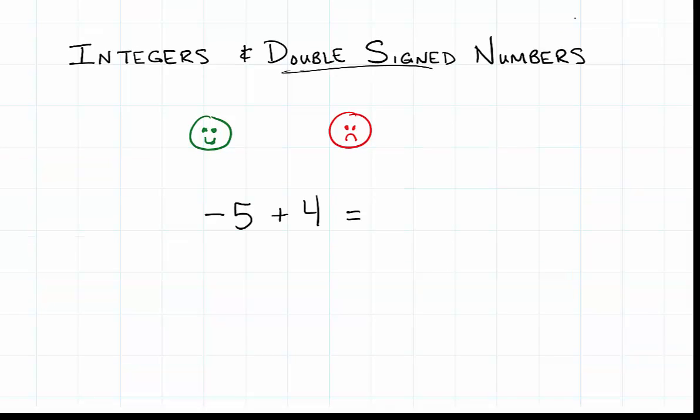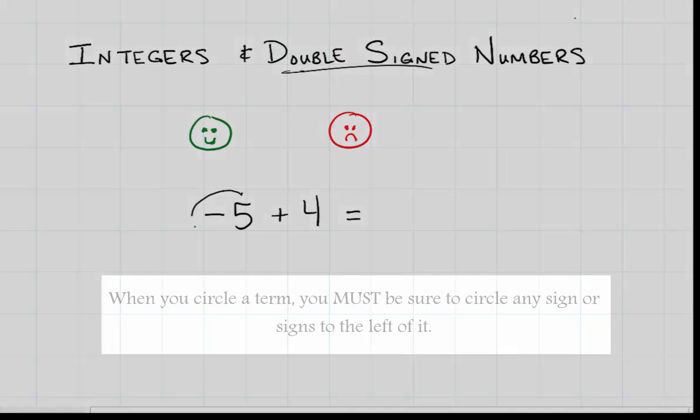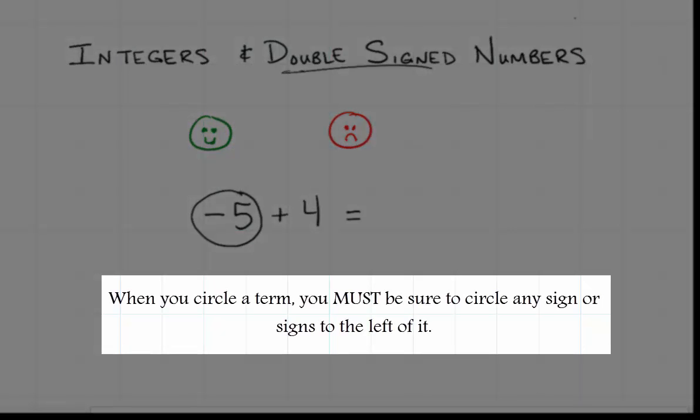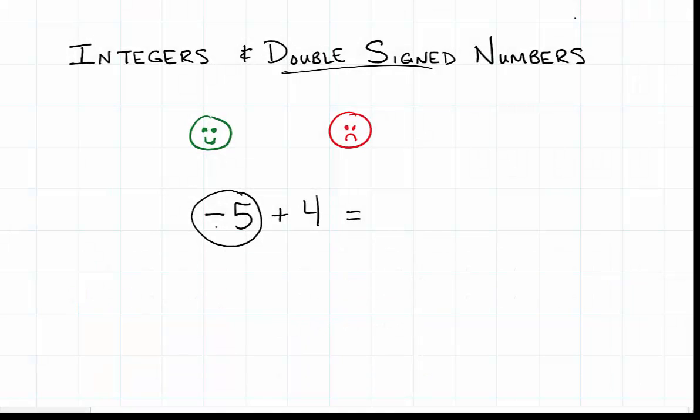Let's take an expression like negative 5 plus 4. And let's use our smiling faces and negative faces to figure out what type of integers we have. Now, I'm always going to tell my students to circle your terms. So when we circle terms, we want to make sure that we circle not only the number, but the sign or maybe the double sign that's in front of it. So this right here is a 5, and I look at the sign and it's a negative sign. And so I know that this is a negative integer, negative 5.